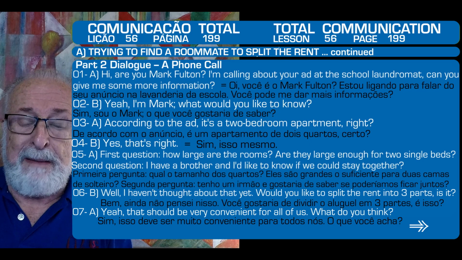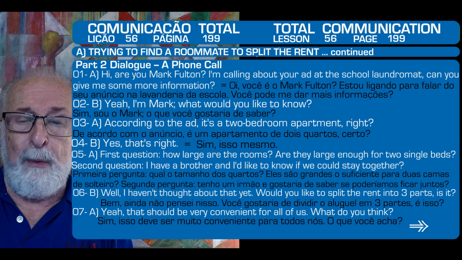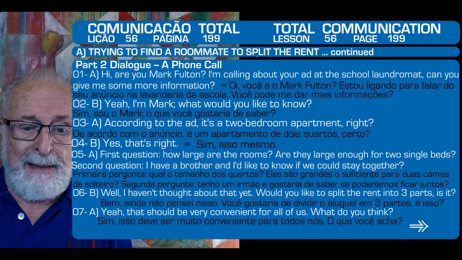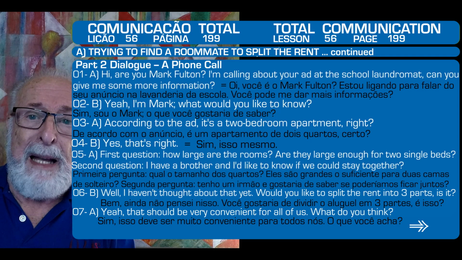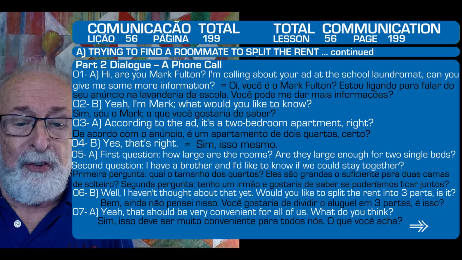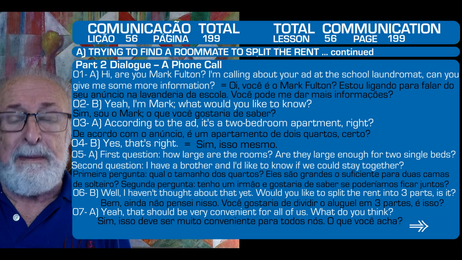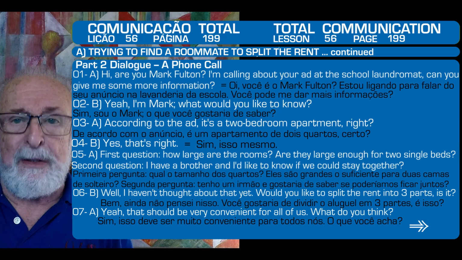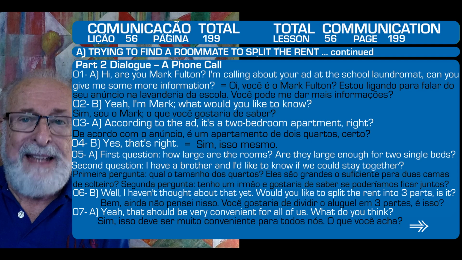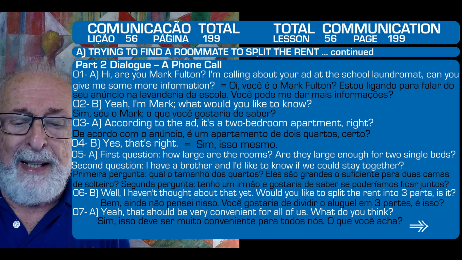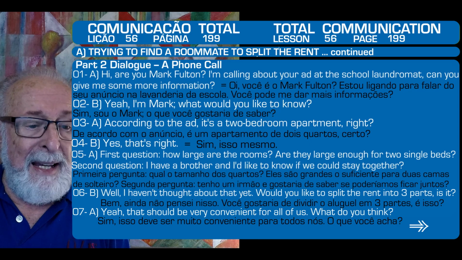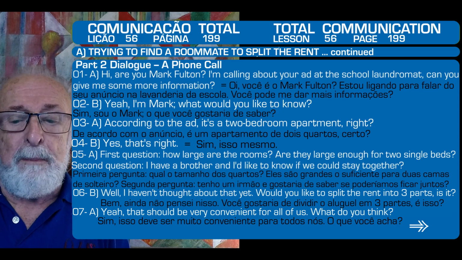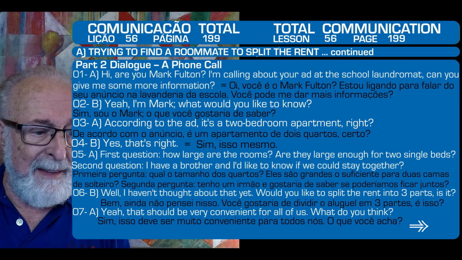You see that construction, 2-bedroom apartment. Bedroom is not in plural. When you have that construction, you say 2-bedroom, 3-bedroom. But you could also say it's an apartment of 2 bedrooms. But this is a synthetic structure, okay? That's the way people usually say. Okay, according to the ad, it's a 2-bedroom apartment, right?